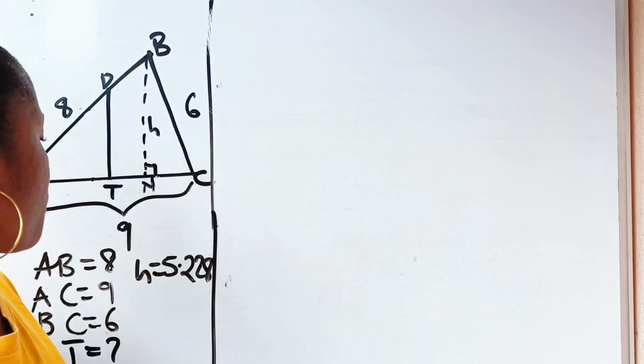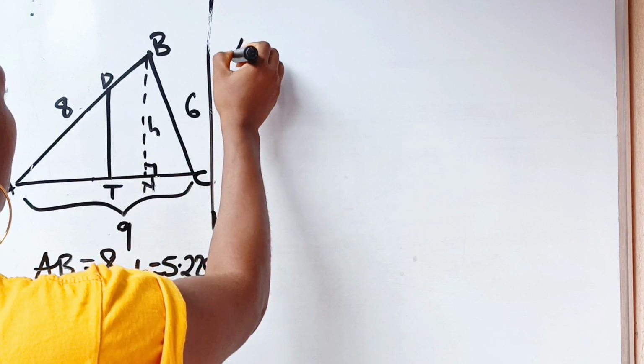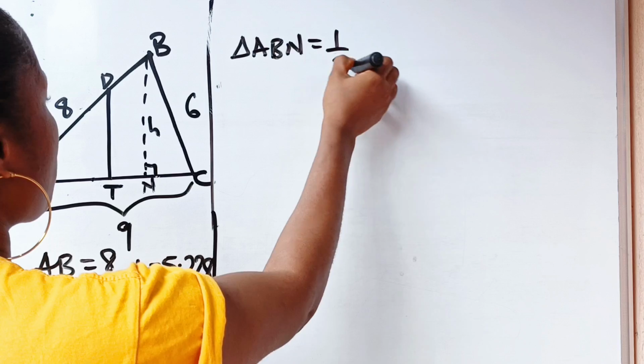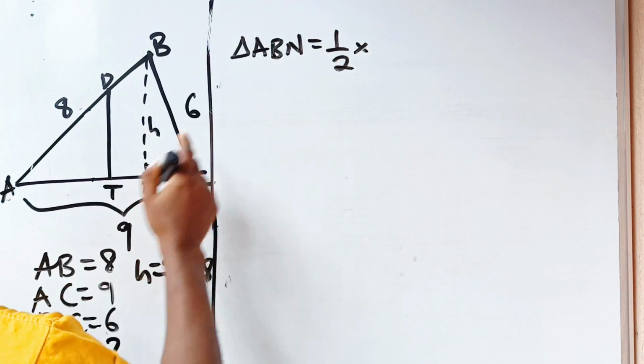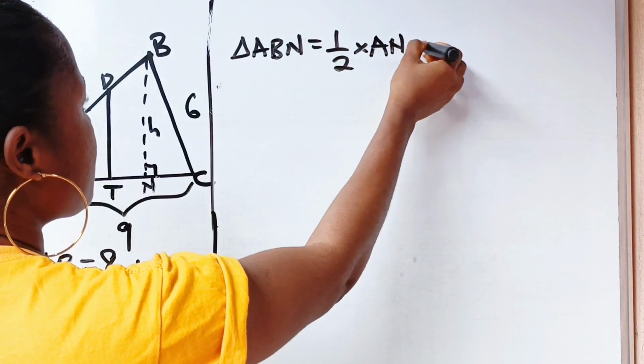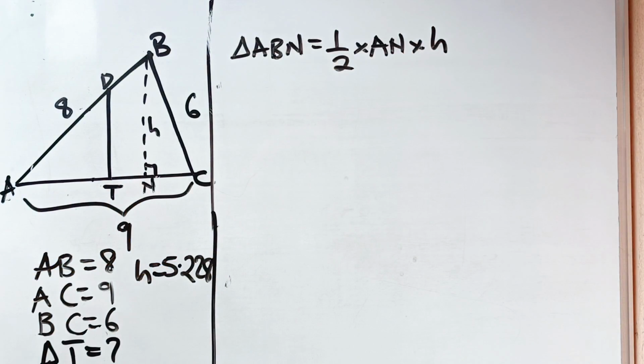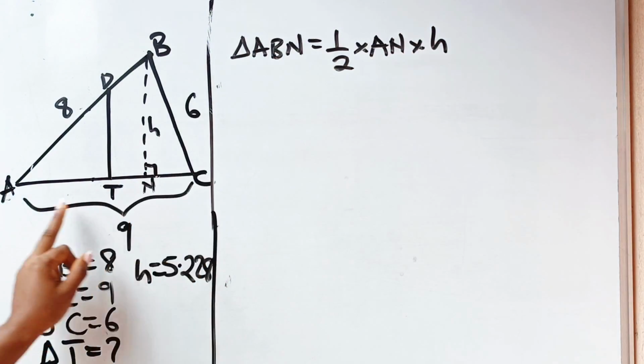Now let's continue. So the area of triangle ABN is equal to half times the base. The base is AN, right? AN times the height, which is H. We have found H already. So that is not our problem now. The problem now is AN.